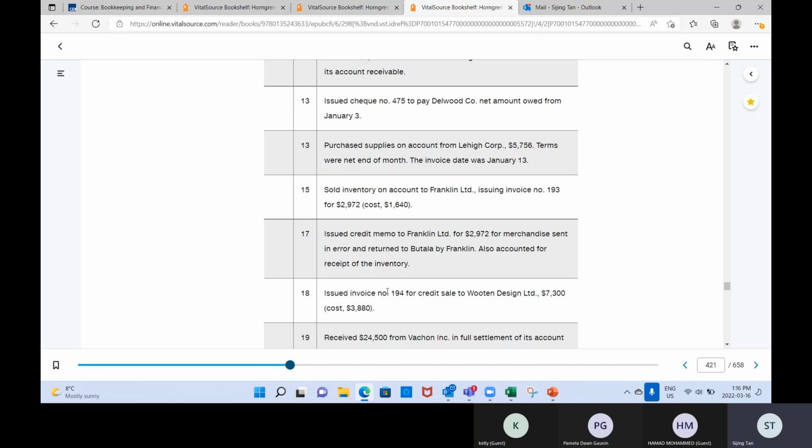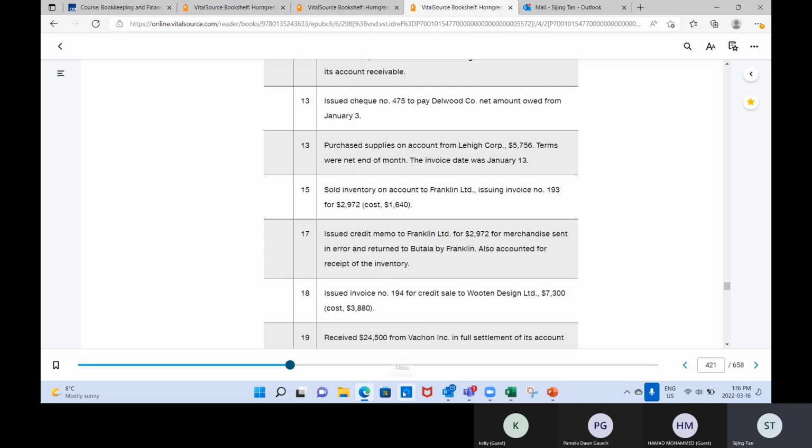Another thing you have to record is the cost of goods sold. You need to record the cost of goods sold expense. So you debit your inventory and credit your cost of goods sold. That is basically from our chapter 7. Questions?